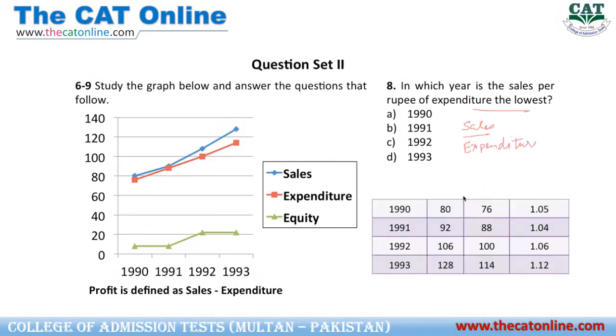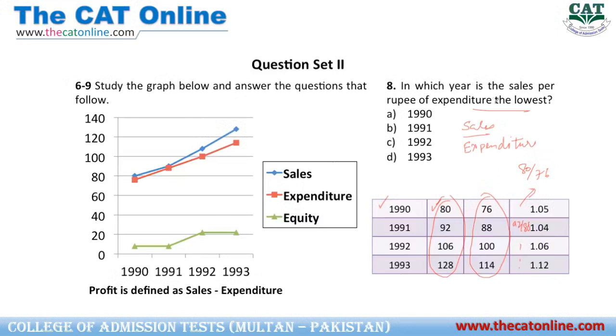So again I form this table. The first column here shows the years. These are the sales in the different years. These are the expenditures in the different years, and this column has been found out by dividing this column here: 80 by 76. Similarly, this one is 92 by 88, and you can calculate for all the years.